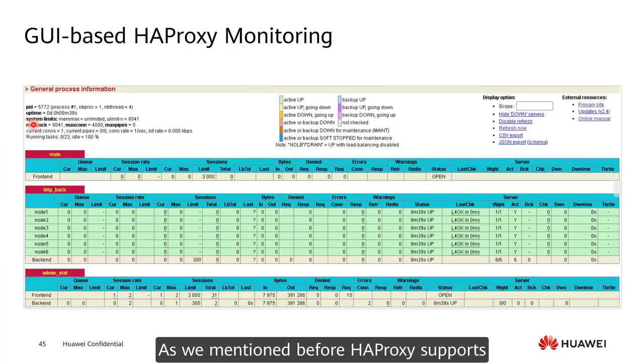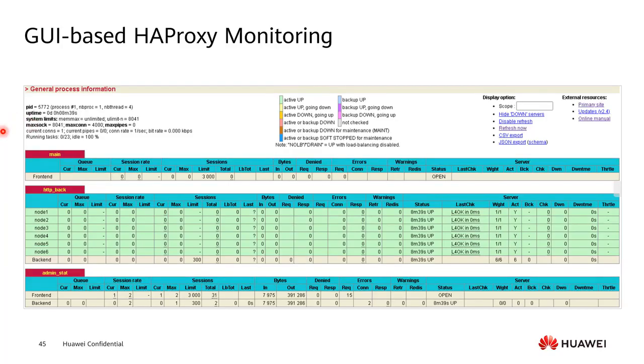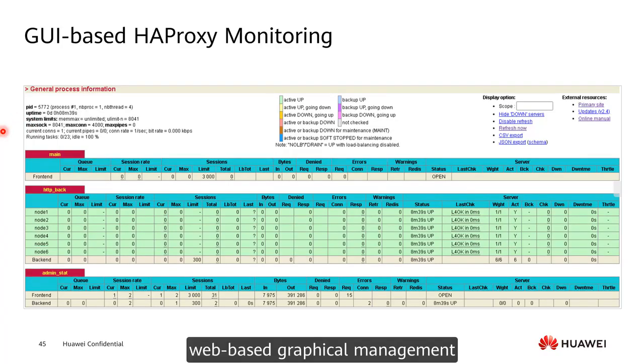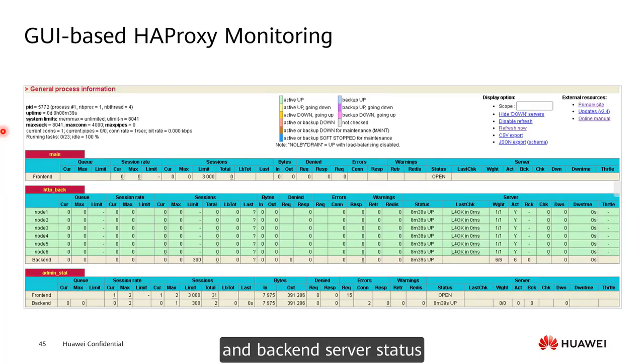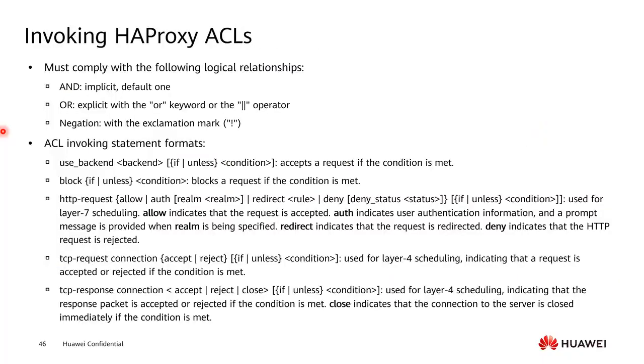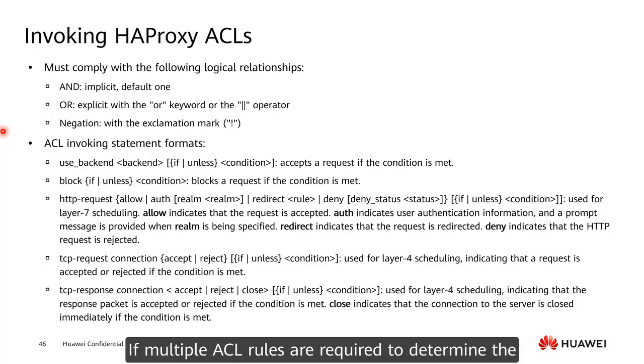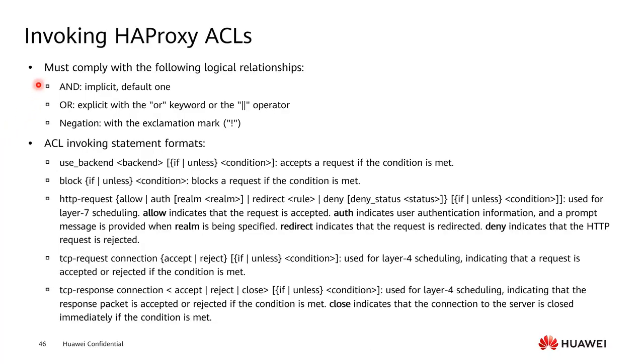As we mentioned before, HAProxy supports web-based graphical management. This page is displayed here. On this page, we can view the HAProxy status and backend server status. If multiple ACL rules are required to determine the backend to which a request should be forwarded, HAProxy performs logical operations, including AND or OR.